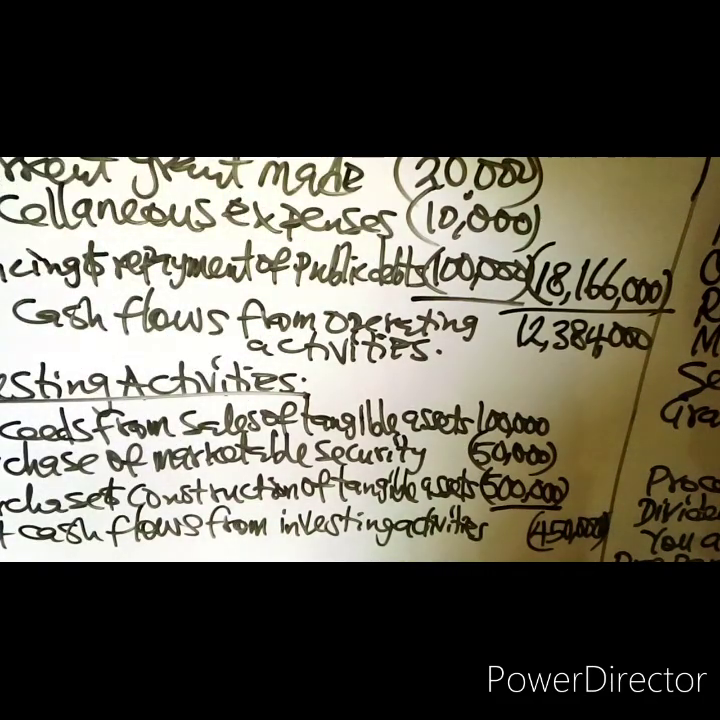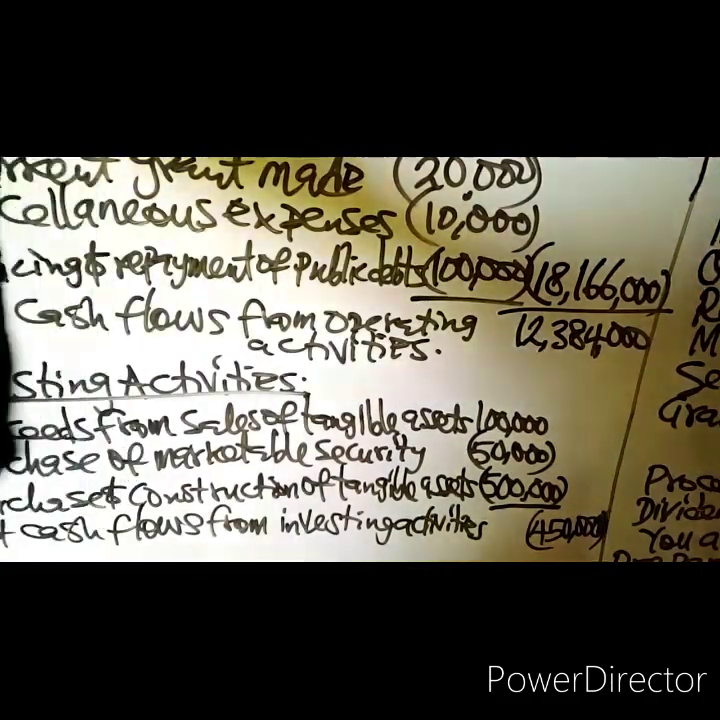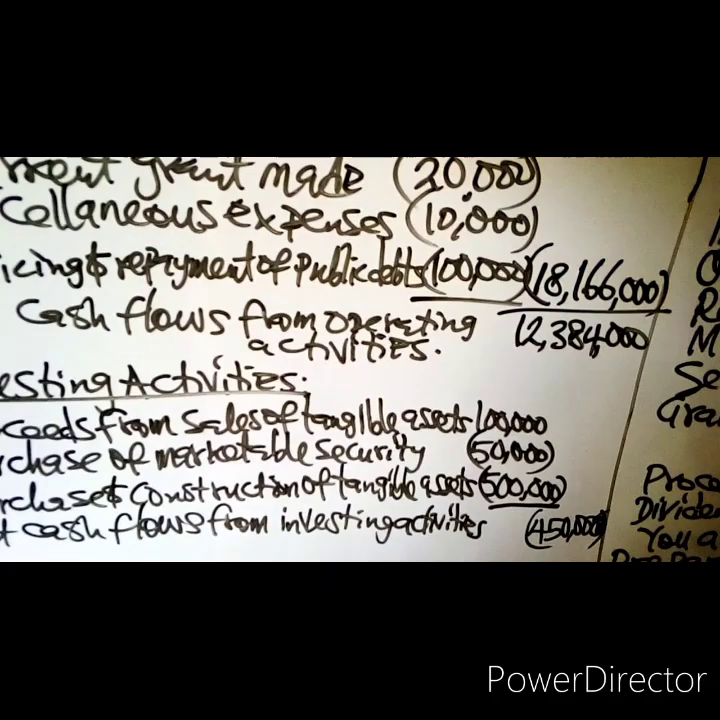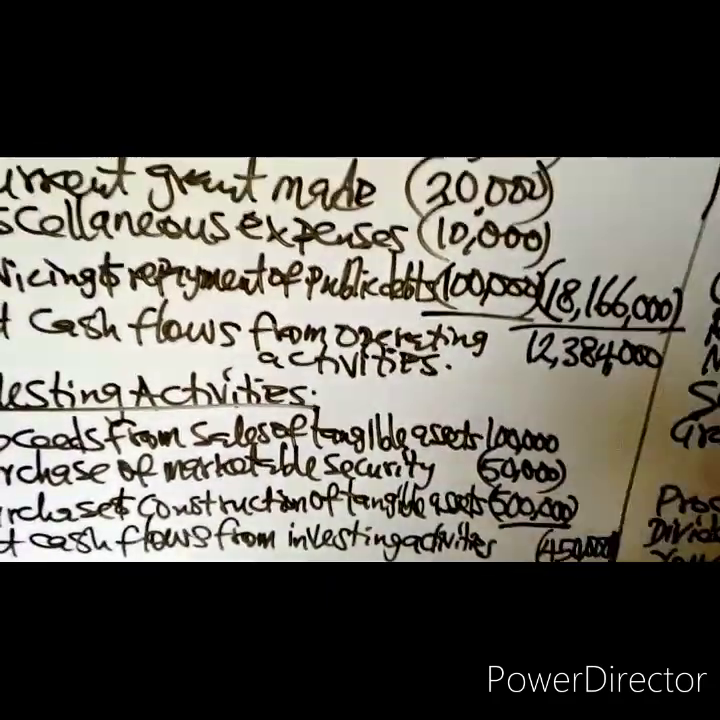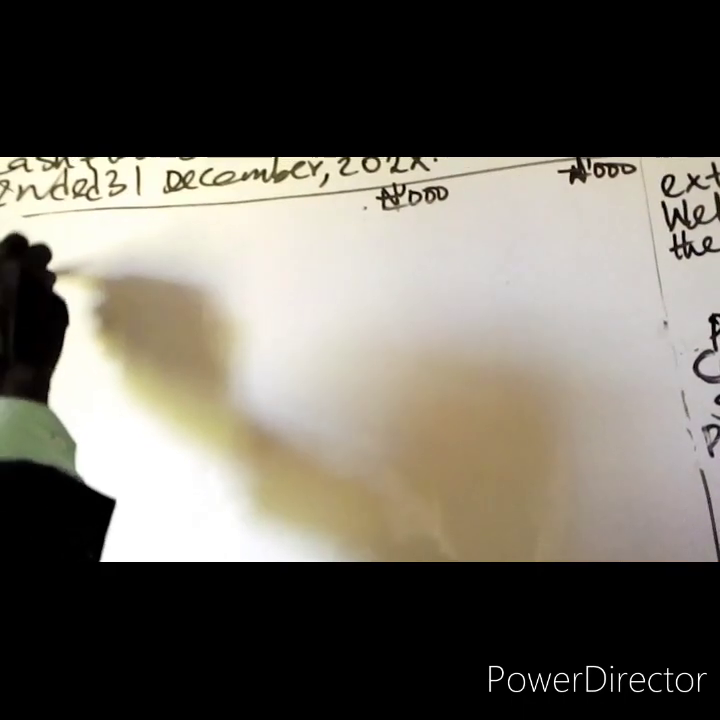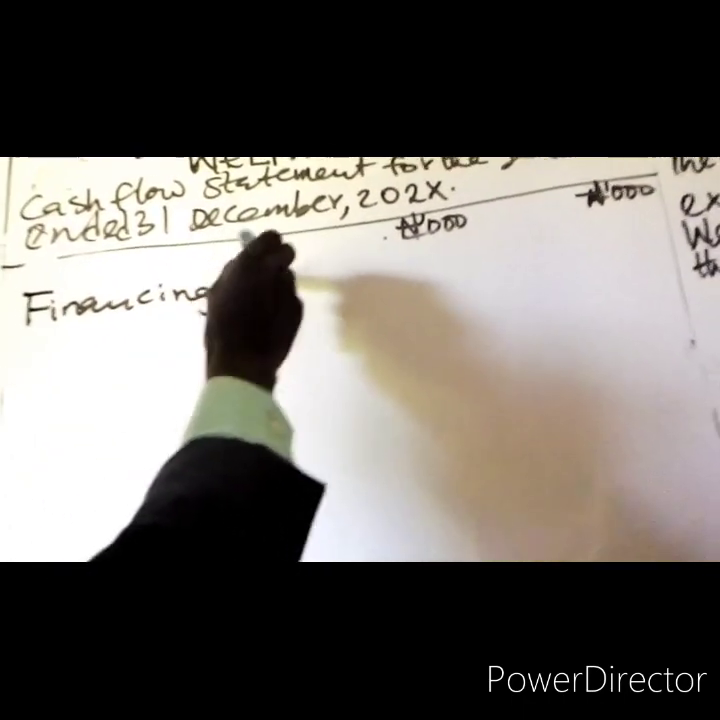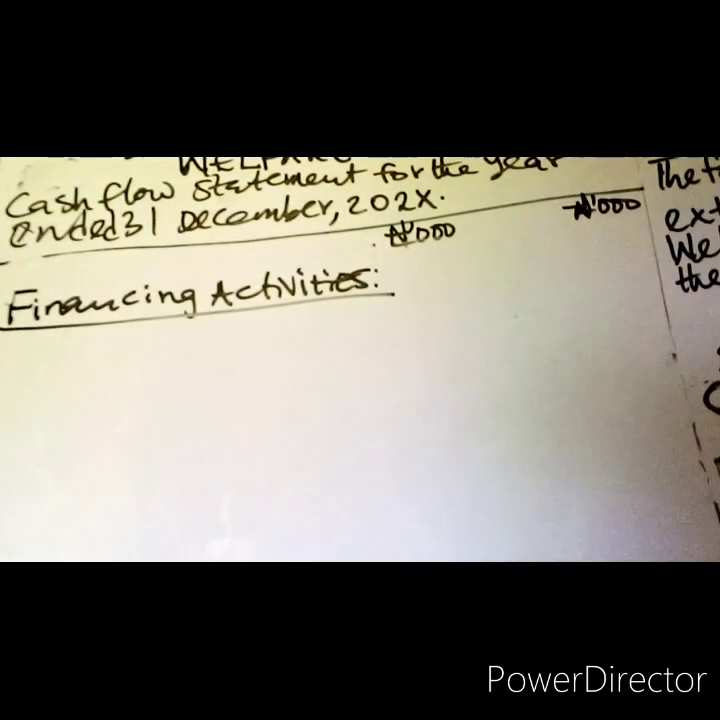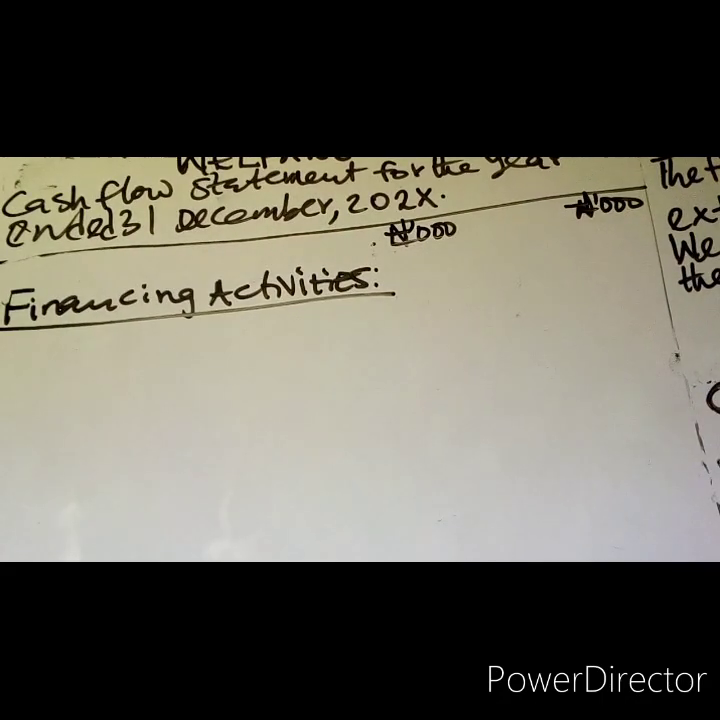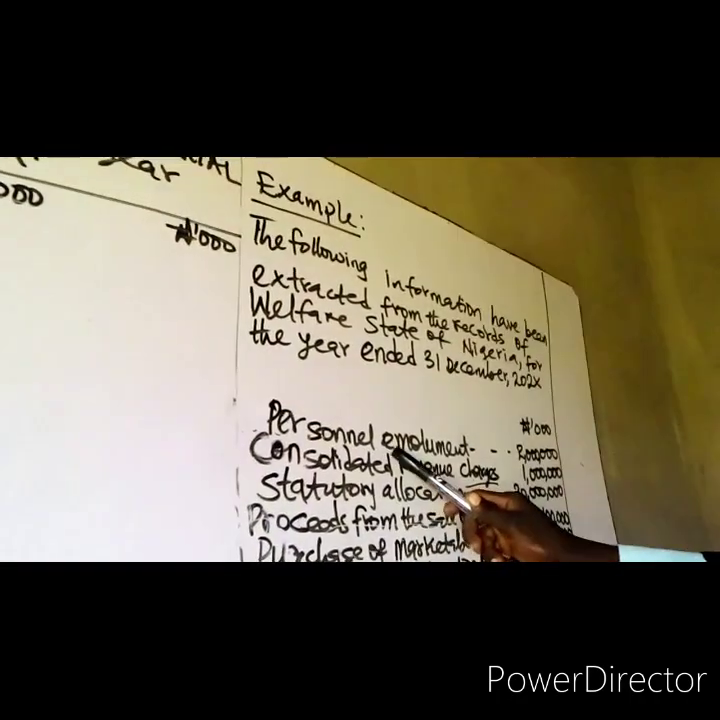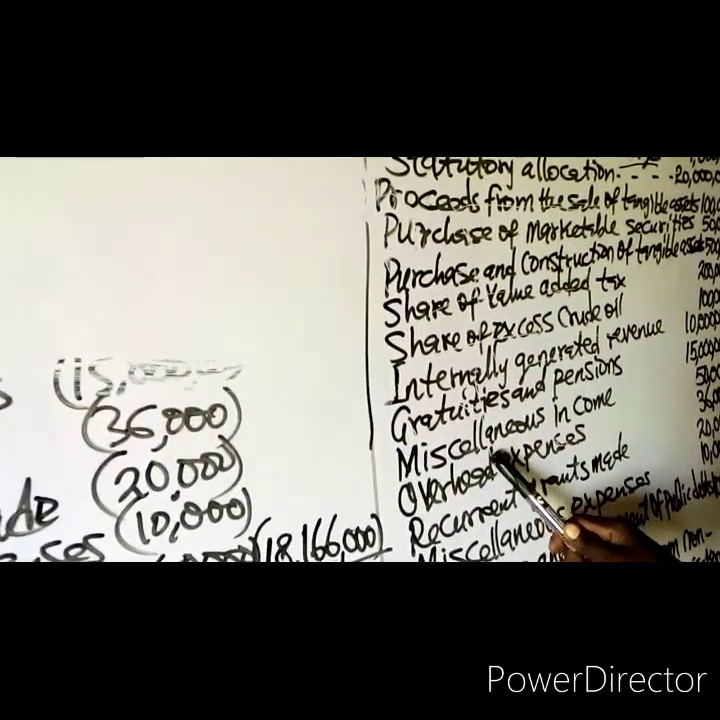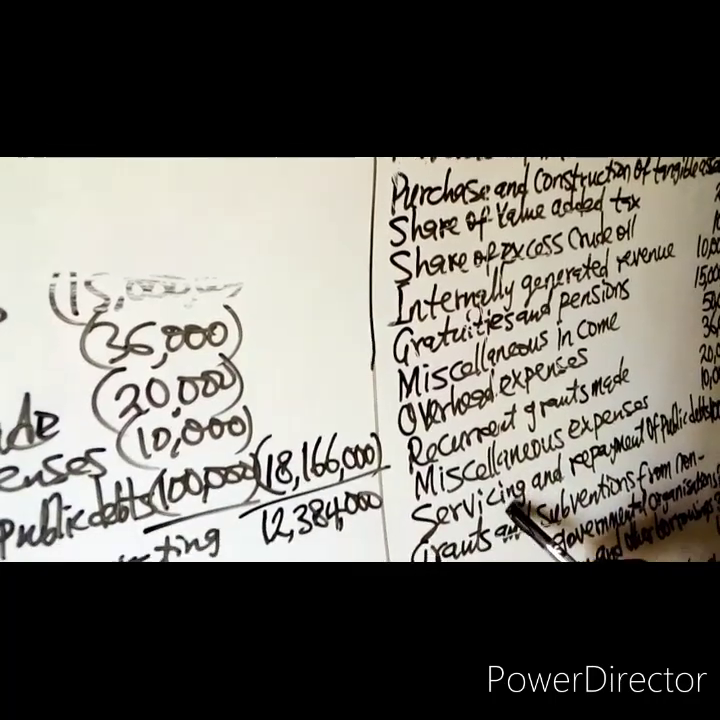The next heading will be financing activities. I've told you that financing activity will result in changes in composition of equity and borrowings. So let's go through the details, go through the questions to find out if there are any items that will fall under financing. So go through it one after the other.